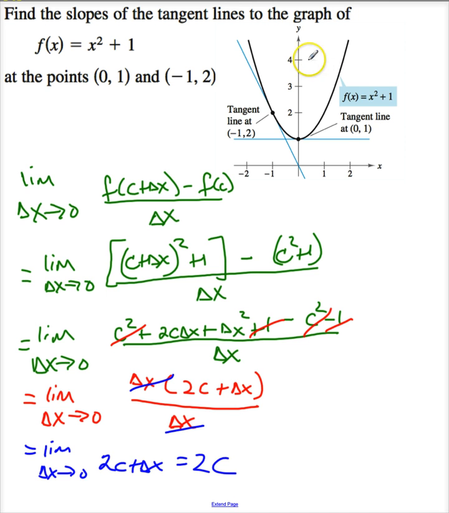So what if I wanted the slope at the point 0, 1? So at 0, 1, the slope is 2 times 0, or 0. At negative 1, 2, the slope is negative 2. Kind of handy, isn't it?